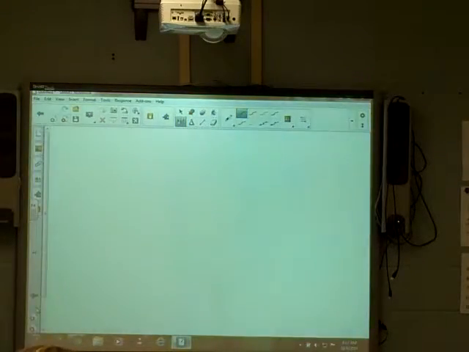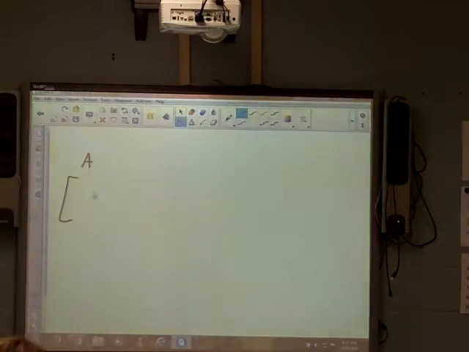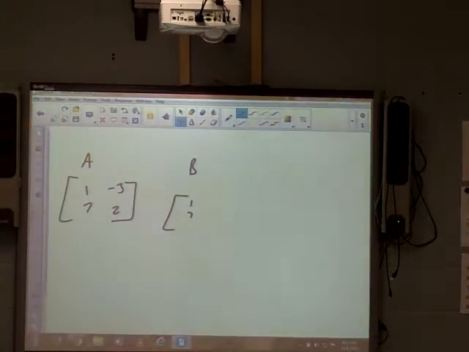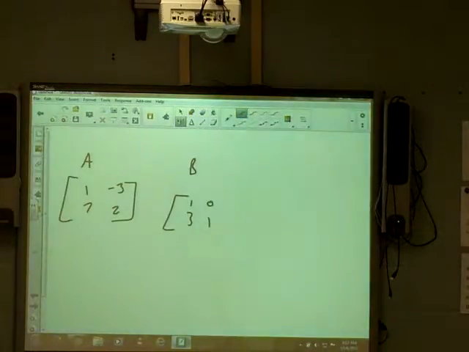But all right, I've got matrix A. I'm going to label these because it's going to change the way we work it. Matrix A has a 1 and a 7 and a -3 and a 2. Matrix B has a 1 and a 3, a 0 and a 1, a -1 and a 4, and then a 2 and a -1.